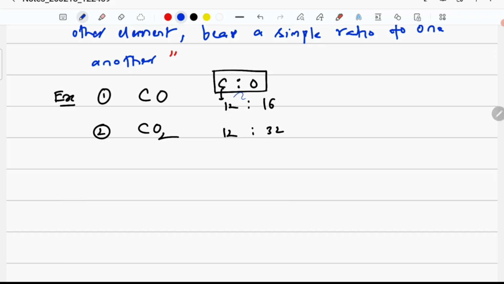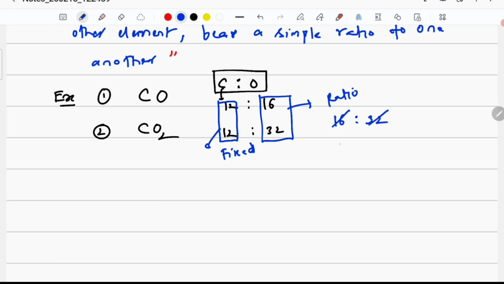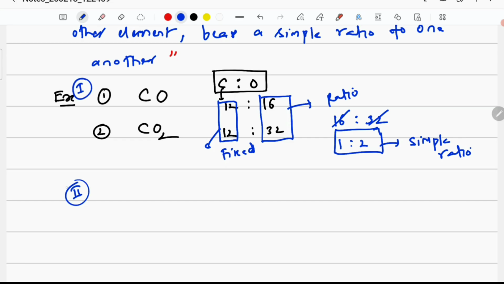For example, C. Here which is fixed? The mass of carbon is fixed in both cases. Now you take the ratio of the other element which is combining with the fixed mass of carbon. So these two show a simple ratio. That's why it is showing a simple ratio. That is example number 1.